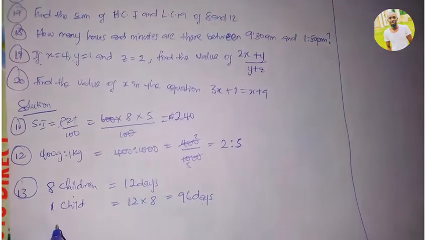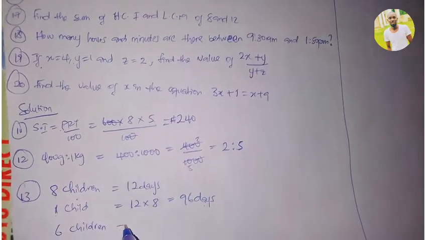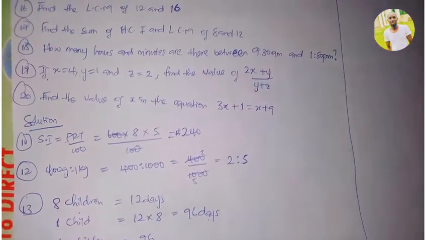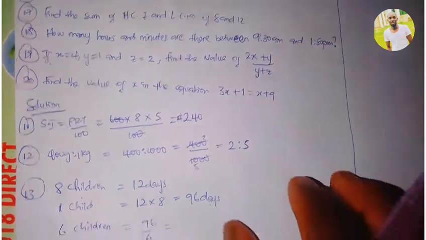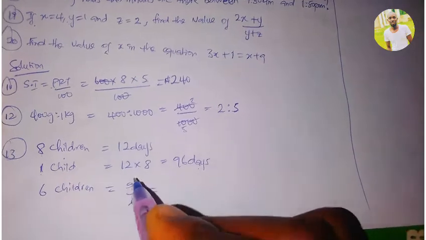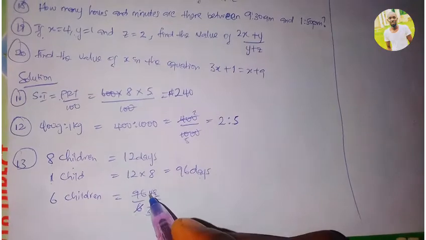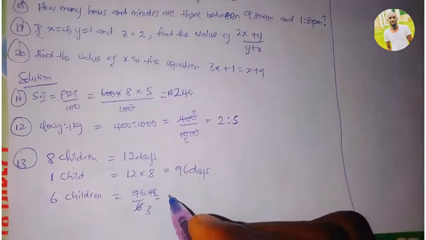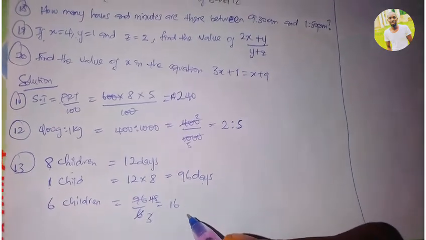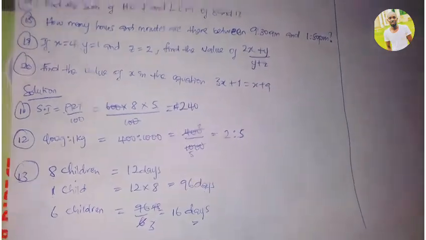Now for 6 children in this case, it will be less. So that's 96 divided by 6. 2 here 3, 2 here 4. Remember 1. 2 in 16, 8. 3 here 1. 3 in 48. This is 1. 3 in 18, 6. So 6 children will finish a crate of egg in 16 days.